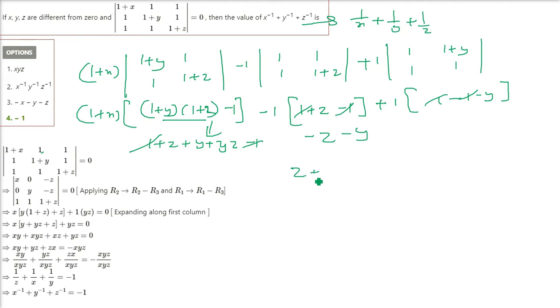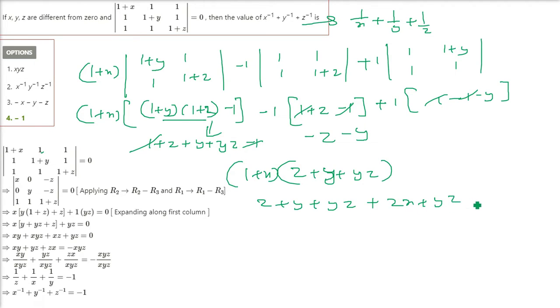Now z plus yz, and we will multiply it with 1 plus x. You get z plus yz plus xz or zx plus xy plus xyz. So it is not yz, it is xy. There is a slight correction here. So z and y get cancelled. You have yz plus xy plus xyz.